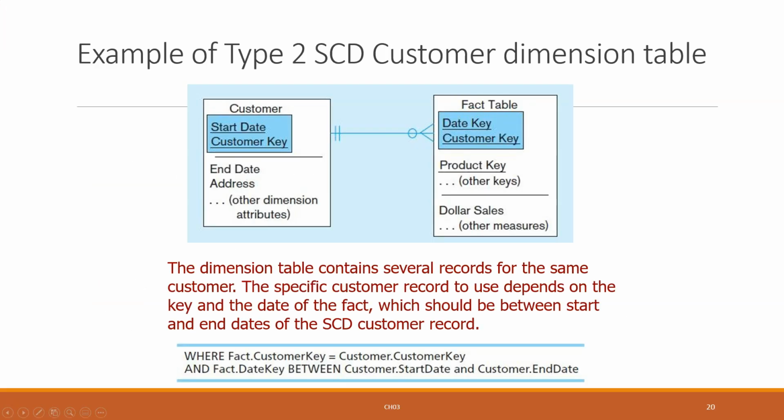Here's another example that comes from a textbook. This one's not so clear, but let's try to explain it some. So in the fact table, we always have a date and a customer key. So we sold something to customer X on a certain day. And that date usually corresponds to the start date or any time thereafter. And it's related to the certain customer.